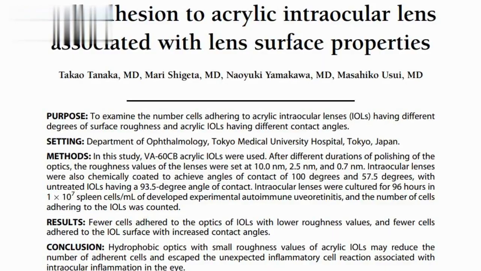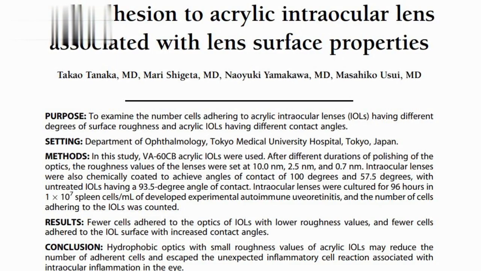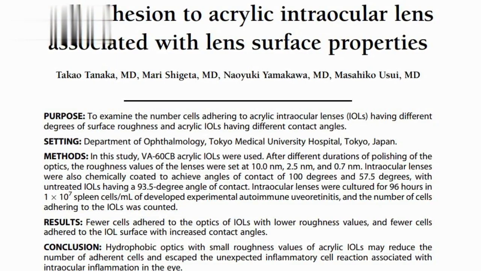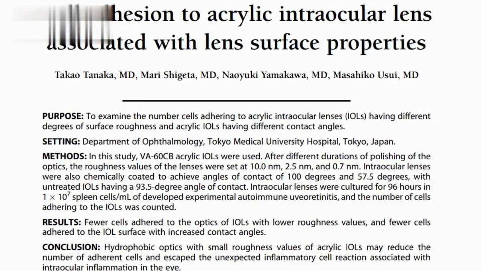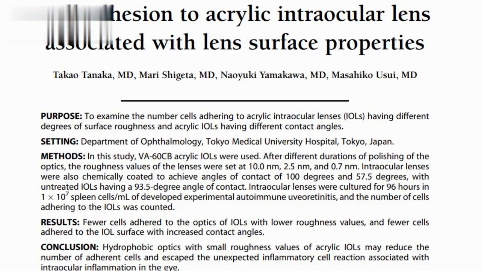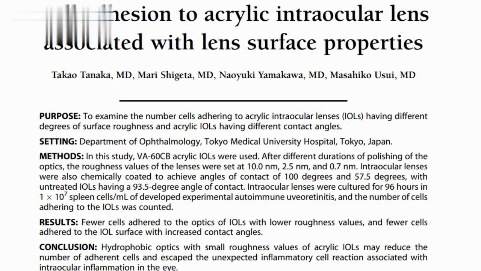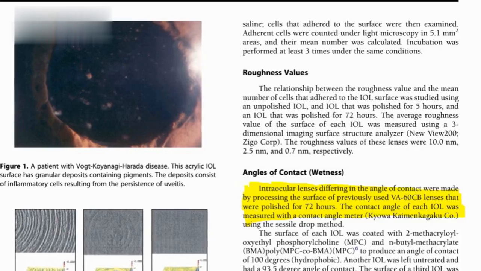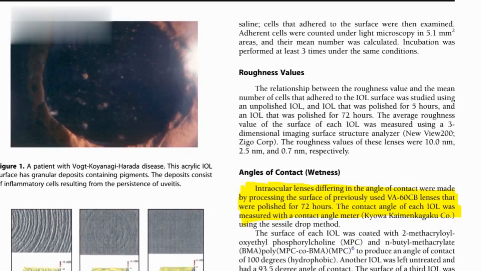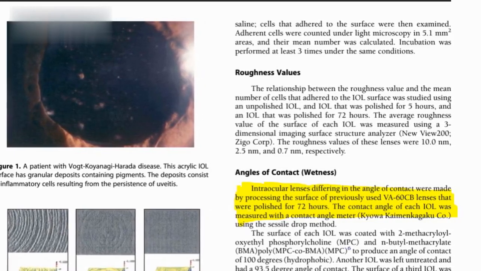Tanaka in 2005 was one of the first authors pointing out the direct link between surface roughness of IOL and lens epithelial cell migration. Higher surface roughness may be associated with higher cell migration. The same study also drew a relation between water contact angle and cell migration.